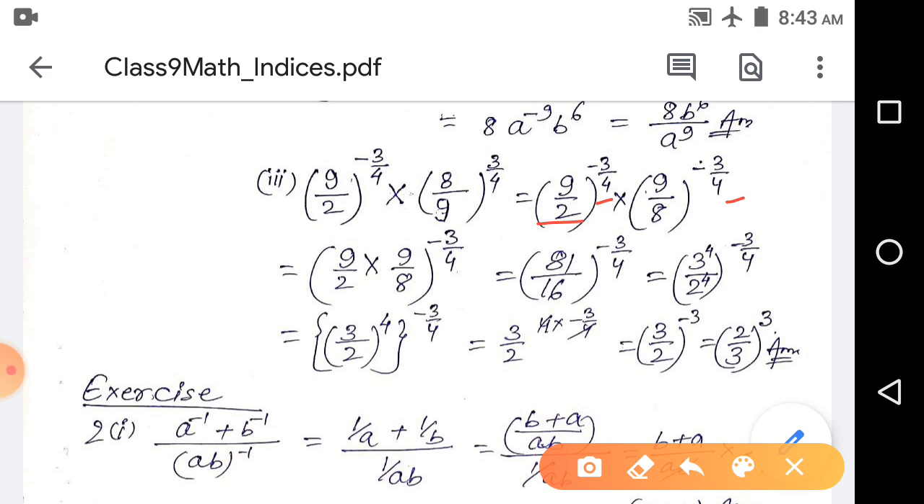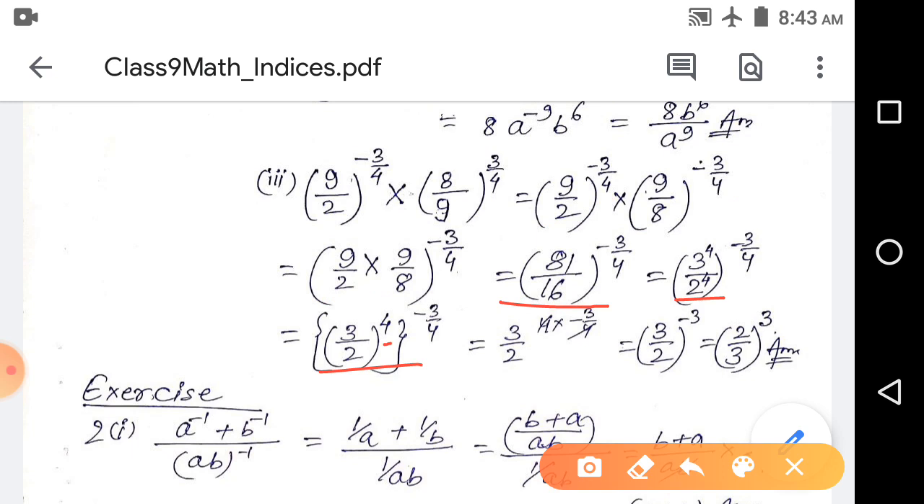So those two terms can be multiplied inside a bracket by taking whole exponent minus 3 by 4. So this is done here. It becomes 81 by 16, and this part is question number 1 from your exercise. So you can solve this like this. 81 by 16, 81 can be written as 3 to the power 4, and 16 can be written as 2 to the power 4. So we will write 3 by 2 whole to the power 4, whole to the power minus 3 by 4.